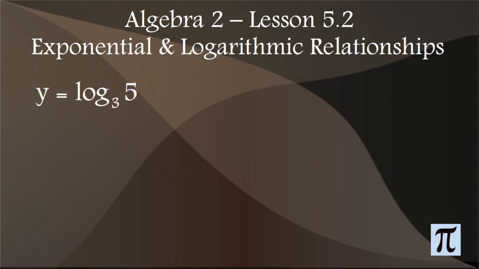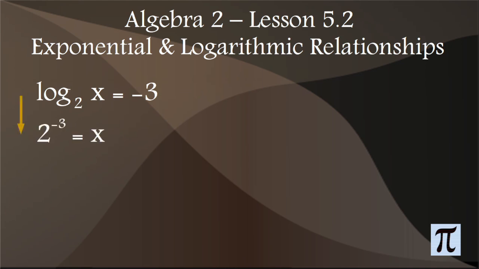So let's take this example. y equals log base 3 of 5. We can rewrite this as 3 to the y equals 5. Here we have log base 2 of x equals negative 3. We can rewrite this as 2 to the negative 3 equals x. And since we have a negative exponent, we can move that to the denominator. 1 over 2 cubed equals x, or 1 over 8 equals x. In this case, we were able to solve for x fairly easily.